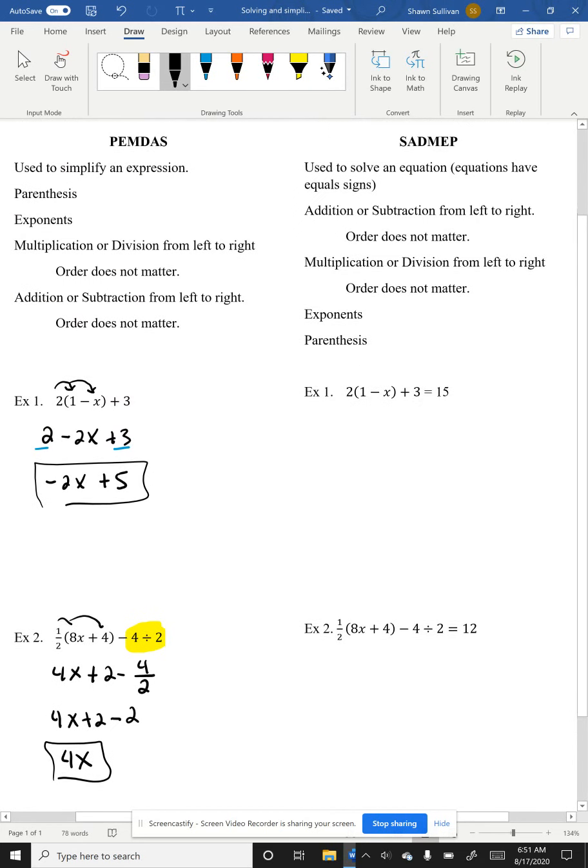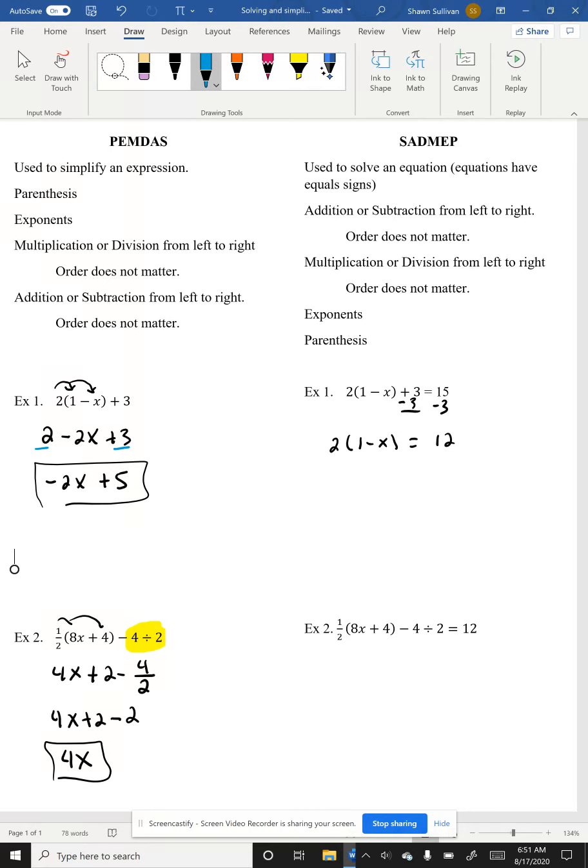So we start with addition or subtraction from left to right. So I've got this plus 3. I'm going to subtract 3 from both sides. And we're left with 2 times 1 minus x. And 15 minus 3 would be 12. And so there's our first step. Now taking a next little look, there's no more addition or subtraction that we can do on this side.